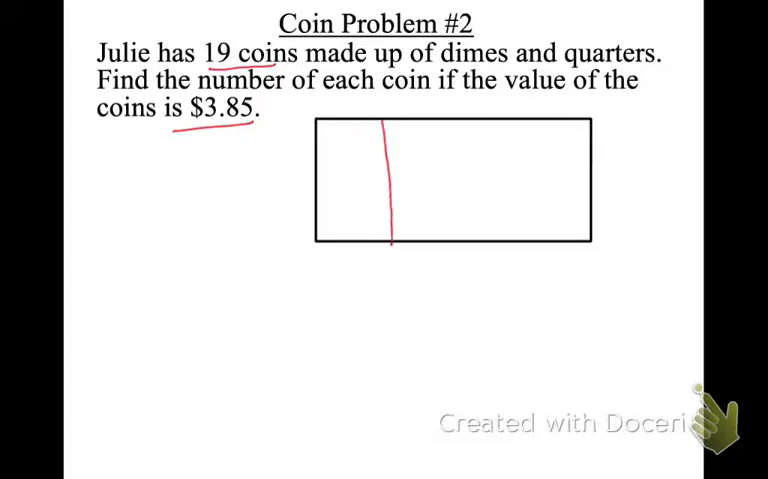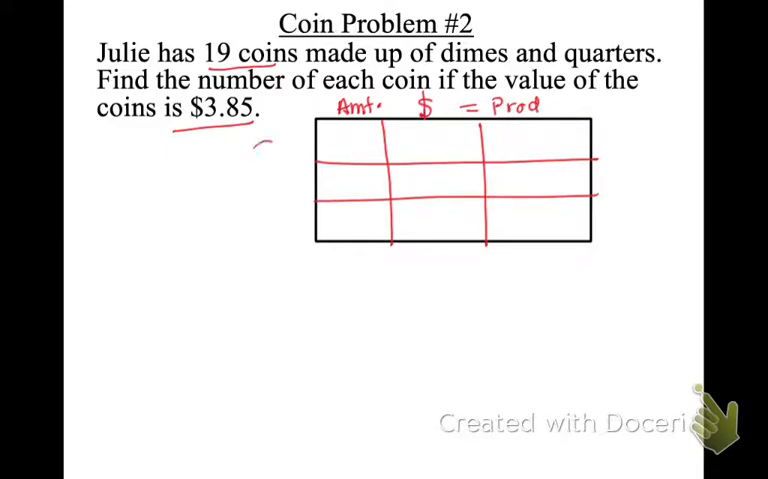Amount times dollars is equal to the product. We are comparing dimes and quarters. We know that we have 19 total coins. I'll call this D and this one Q. The value here is 10 cents. The value here is 25 cents. Multiply across. And the total dollar amount is $3.85.